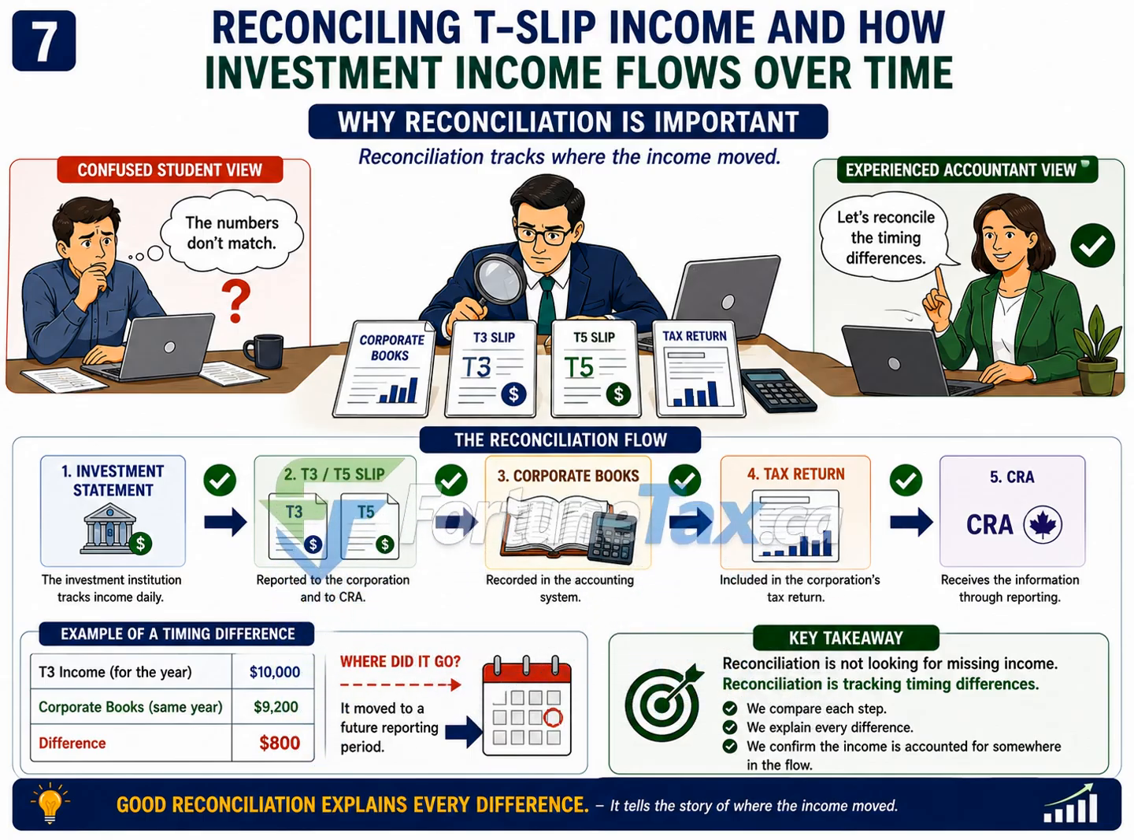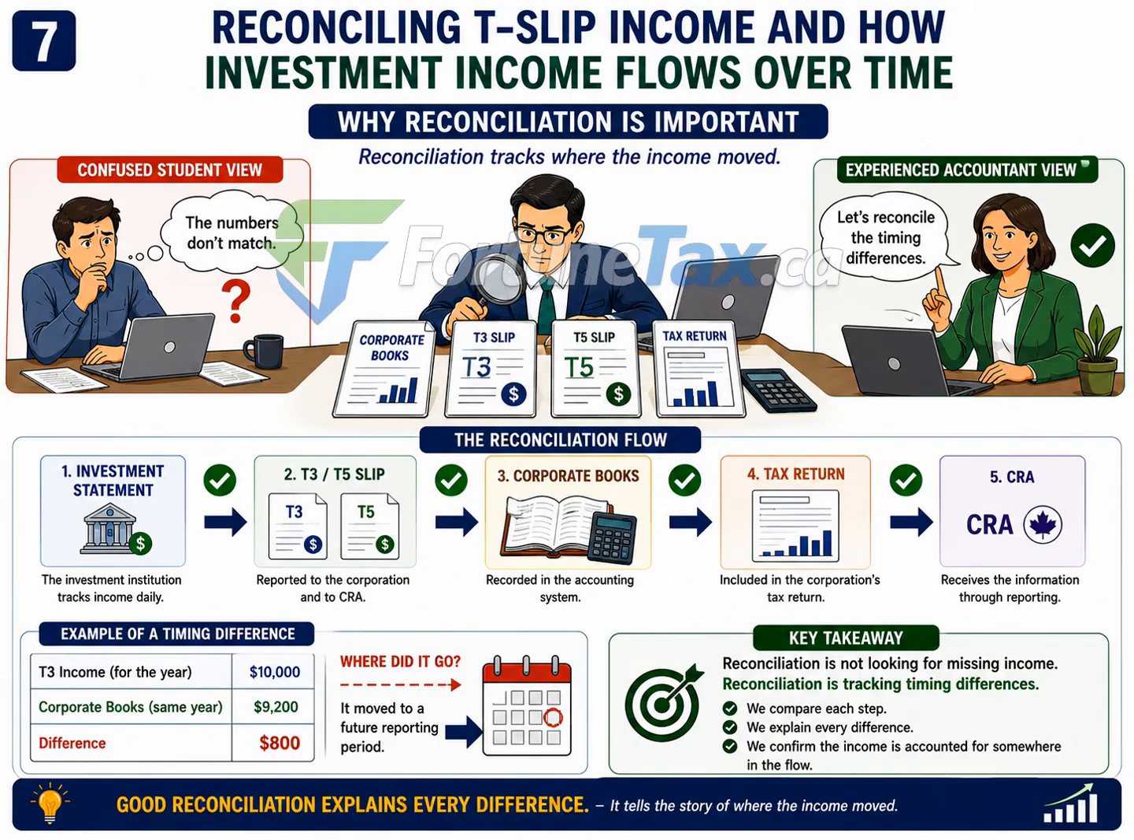Let's start with the way many students initially view a reconciliation. Suppose they compare the income shown on a T3 slip with the income recorded in the corporation's books. The numbers don't match. Immediately, concern sets in. They begin asking questions such as, "Did we miss some income? Did we record something incorrectly? Is there an error somewhere?"